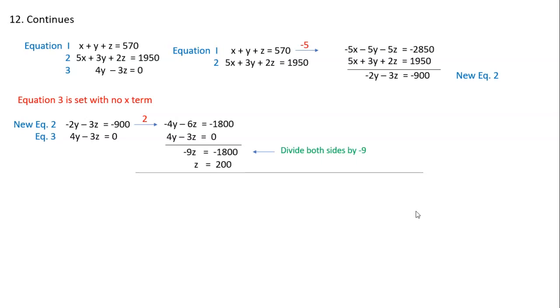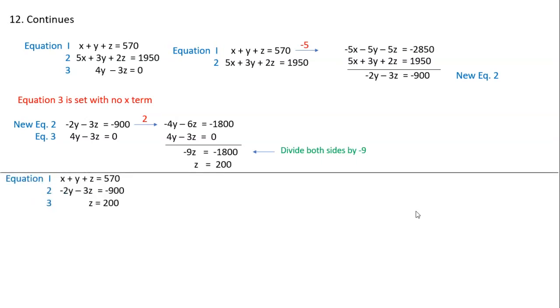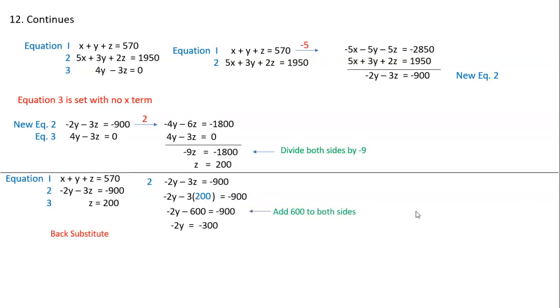Now I just work backwards. These are my three equations, and I'm going to work backwards, back substitution. The equation that has two variables, I'm going to plug in my z value that I know. So I have minus 2y minus 3 times 200, which gives me minus 600. Add 600 on both sides, I have negative 300. Divide by negative 2 on both sides, and I get y equals 150.